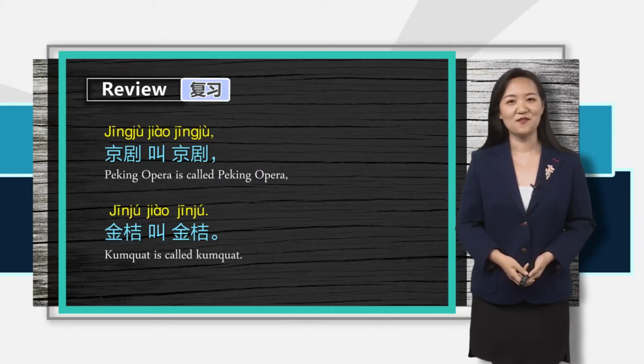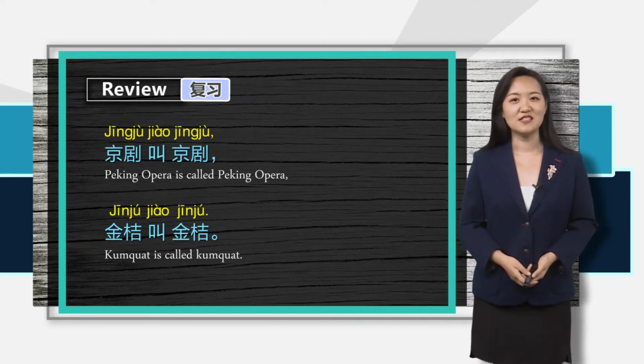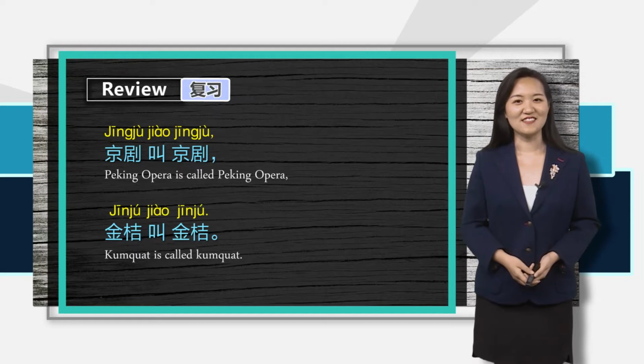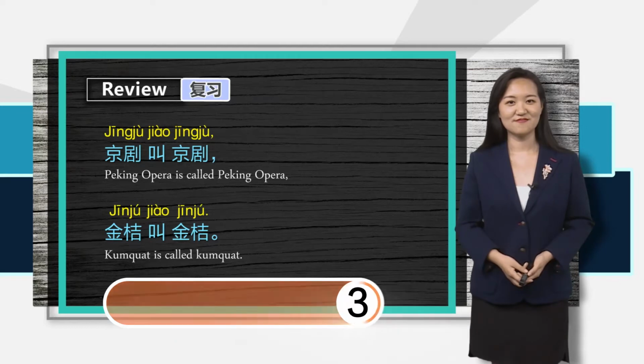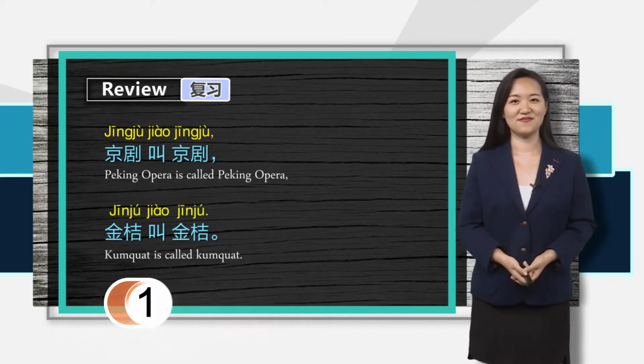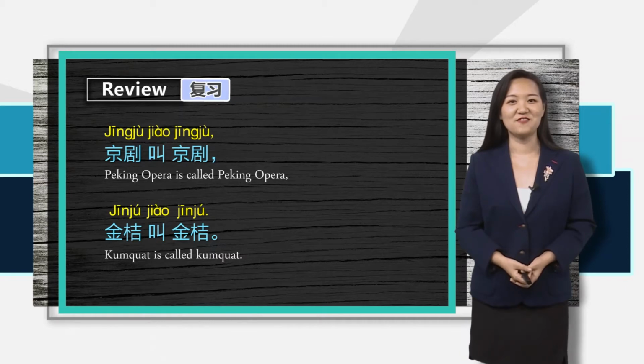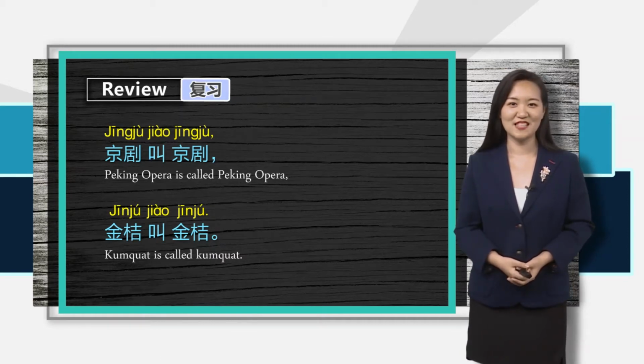In Lesson 6, we have already practiced the first tone with other tones. Now let's do some very challenging tongue twisters with me. 跟我读京剧叫京剧金桔叫金桔 Well done! Can you read it even faster? You have 4 seconds. Very good! How many times can you read it without any mistakes? Now you're very accomplished with the first tone.